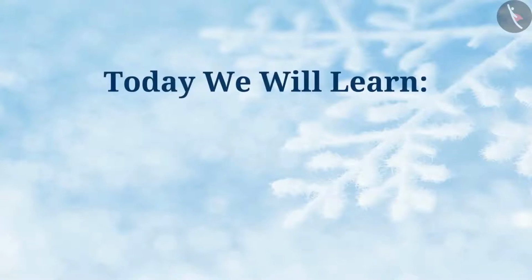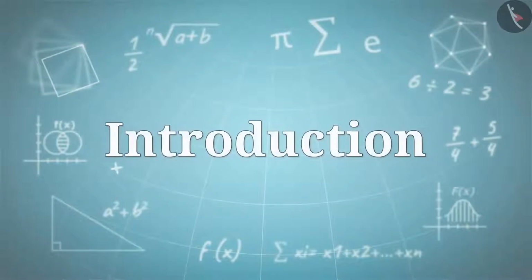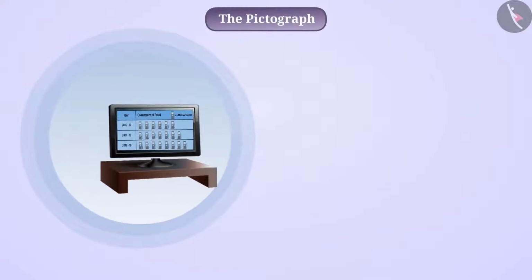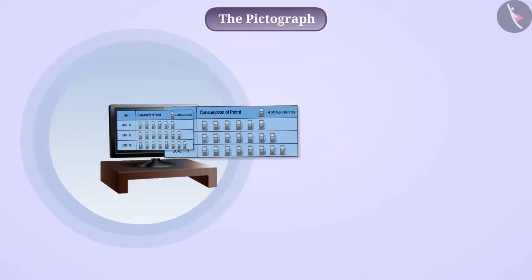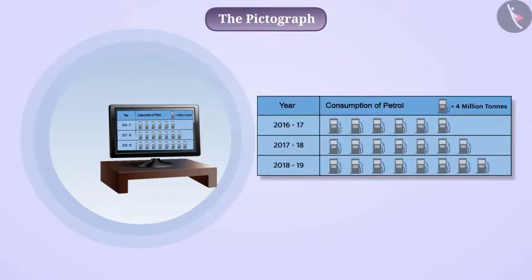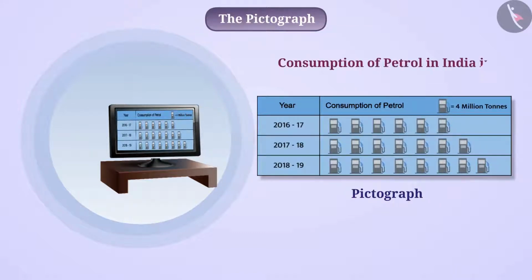Today we will learn the pictograph. You must have seen data represented in the form of picture, object, or as a part of object in newspapers or TV. This representation of data is called a pictograph. For example, this graph shows the consumption of petrol in India in 3 different years.